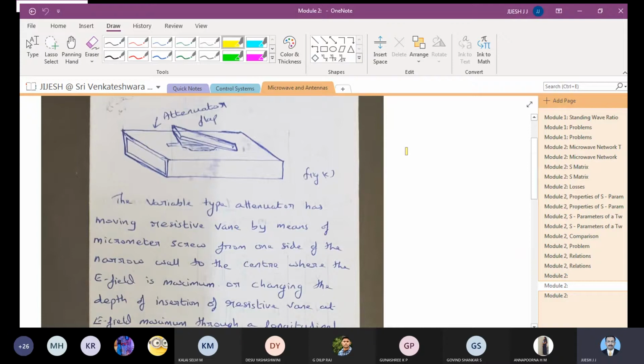So we are discussing attenuators, fixed and variable attenuators. Fixed attenuator we have already discussed, and now we are discussing the variable attenuator. All of you draw this figure. You can see that if you are passing the wave through this portion, the wave travels inside, and you have a flap over here. This is the resistive film. This flap I have marked here is the resistive film.